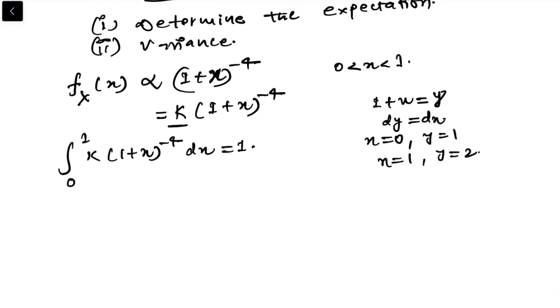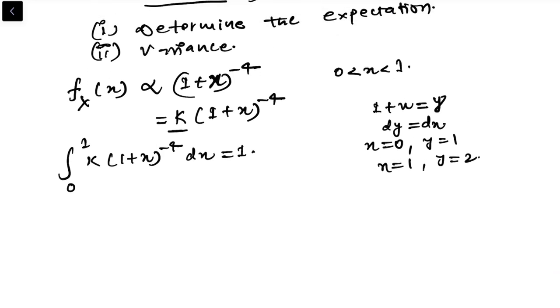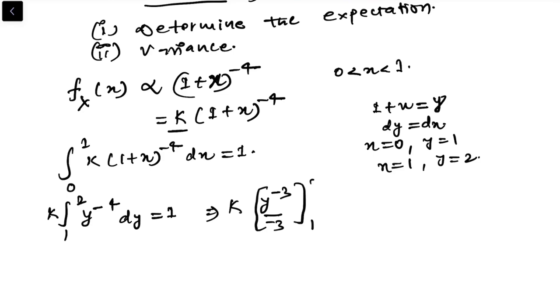So the limit is 1 to 2. Let's bring the k outside, and this is y to the power minus 4 dy, which equals 1. The integration of y to the power minus 4 is simply y to the power minus 3 over minus 3, and the range is 1 to 2. When you put the values of the range inside the bracket, you'll get k equals 24 over 7. So this is the value of k.